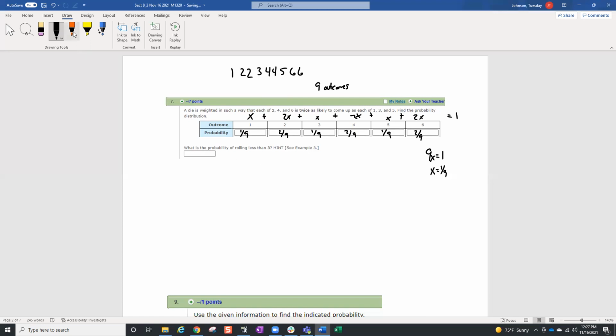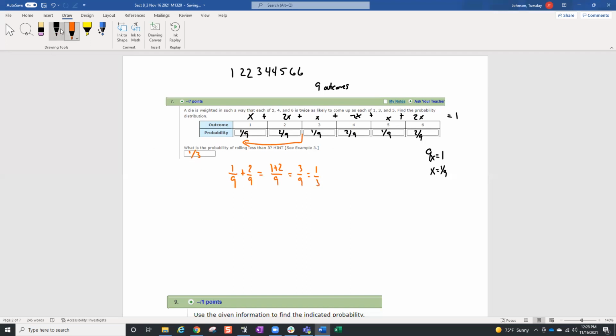So now what's the probability of rolling less than a 3? Less than a 3 is these. So not equal to, just less than. That will be 1/9 plus 2/9. And you all remember, now that I'm about to say it out loud, that we add the numerators, leave the denominator alone, and we will always reduce our fractions.